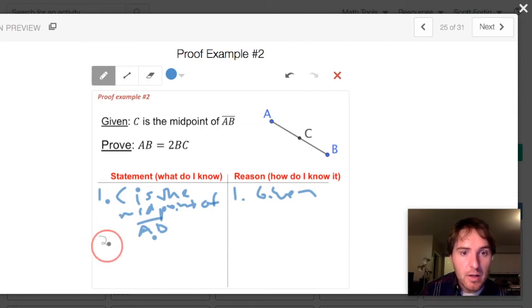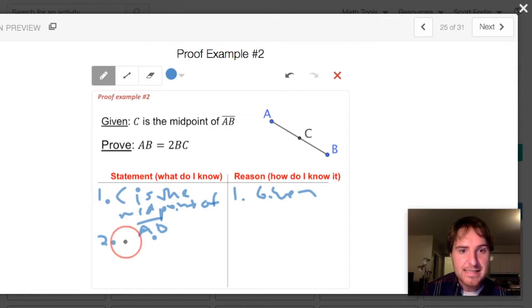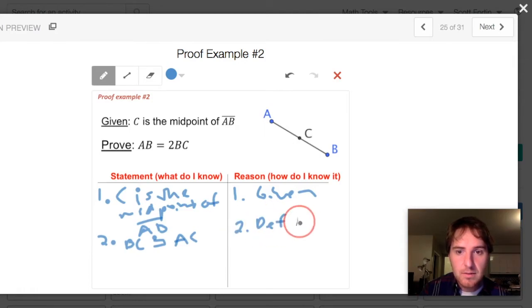I don't have much space for this one right here. Step 2. All right, so I got to say something about AB at some point, and I got to say something about BC at some point. I can think about something we can say about BC. Well, I can use this: C is the midpoint of AB. So one thing I can use is the definition of midpoint. So I can say that BC equals AC. That's one way we can use a definition in a proof. Okay, I got definition of midpoint here.